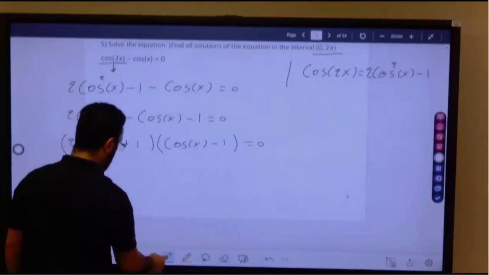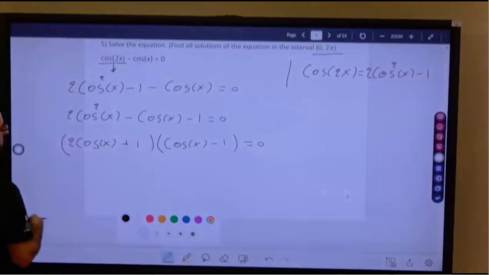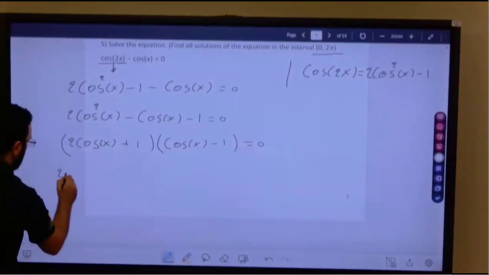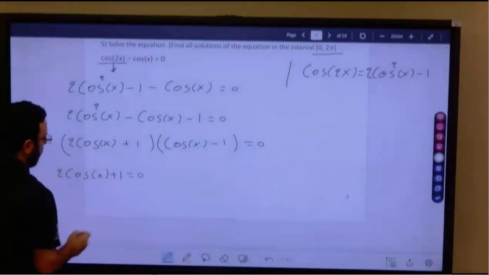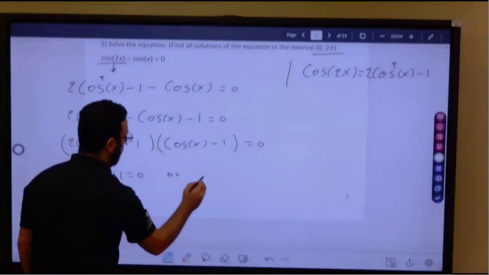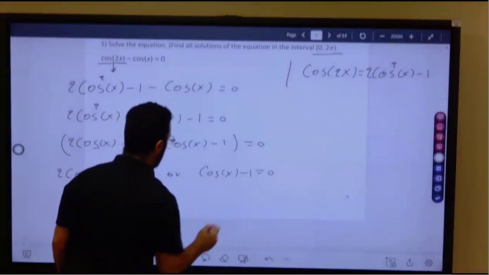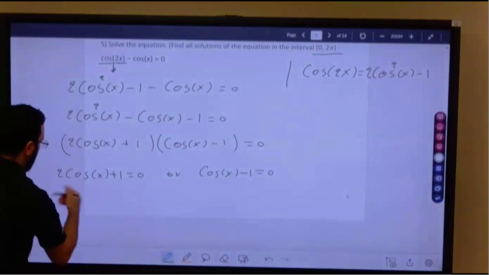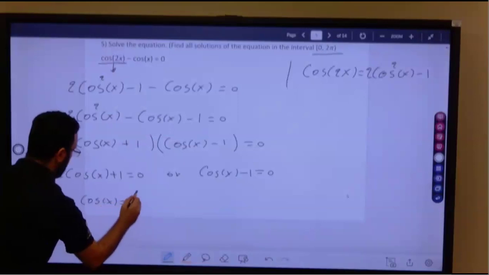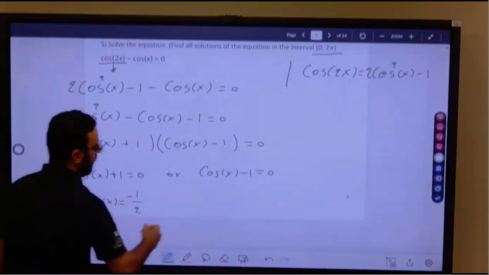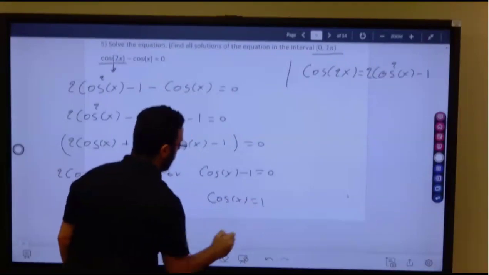Let's go back here. That means the 2 parentheses equal 0, by using the zero factor property. It's going to be 2 cosine x plus 1 equals 0, or cosine x minus 1 equals 0. To solve this one, you're going to subtract 1 and divide by 2. So that means cosine x is going to be equal to negative 1 over 2. And here, just move the 1 to the other side.